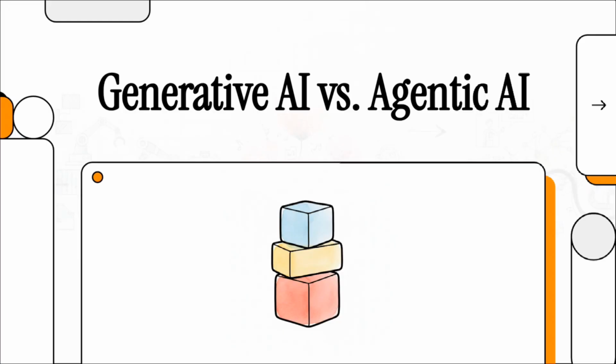All right, let's jump right in. Today, we're going to try and cut through the noise around three of the biggest buzzwords in tech right now: generative AI, AI agents, and agentic AI. They all kind of sound the same, but the difference between them is actually a huge deal. So let's break down what each one really is and why it matters.